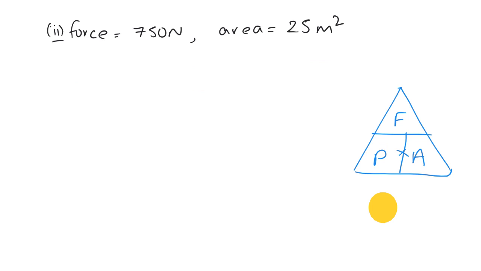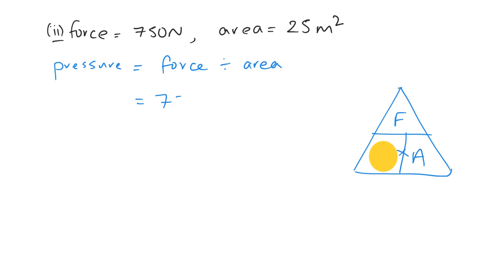Part 2 then, again we're looking for pressure. This time our force is 750 newtons and our area is 25 meters squared. So we're looking for pressure, so cover it over. So our sum is F over A. So pressure equals force over area, or force divided by area. So that's 750 divided by 25, which is 30. Our units, so force as always is newtons. Our area this time is meters squared, so our pressure is newtons per meter squared.